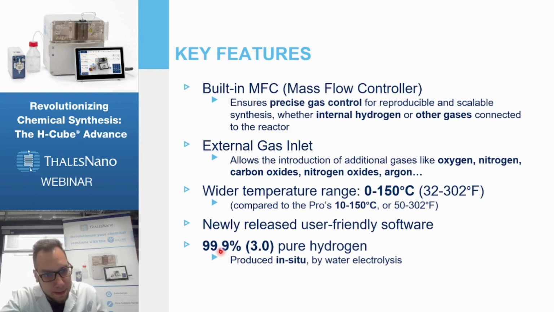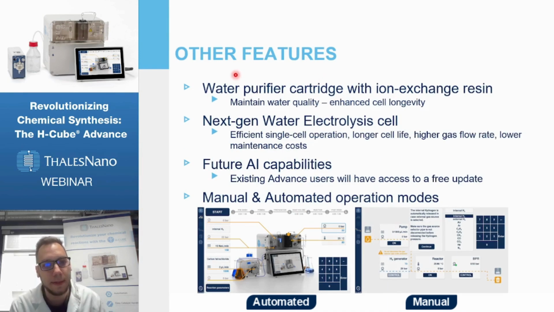One thing that is similar between the Pro and the Advance is the purity of the hydrogen gas. It's producing 99.9% pure hydrogen thanks to the water separation technique that we incorporated into the system. And then the H-Cube Advance also contains a water purifier cartridge that is filled with an ion exchange resin. This is useful for keeping the conductivity of the water down to an acceptable level, because water will pick up carbon dioxide and other contaminants from the air, and that slowly, gradually increases its conductivity, which has the potential of damaging the electrolysis cell.